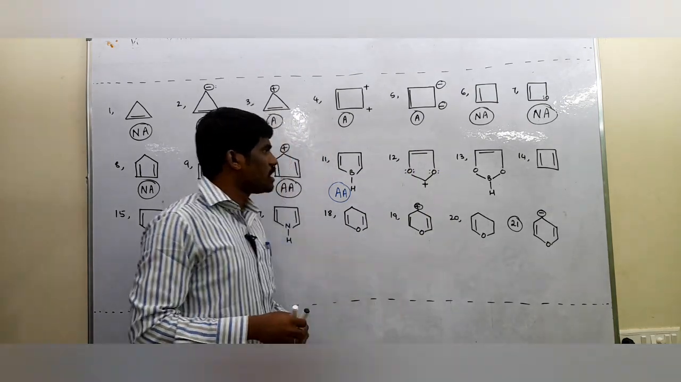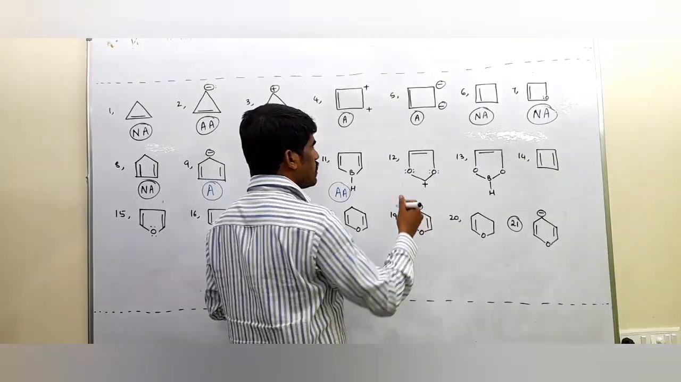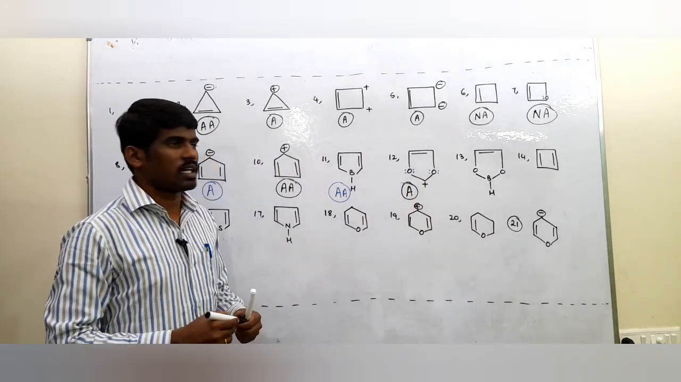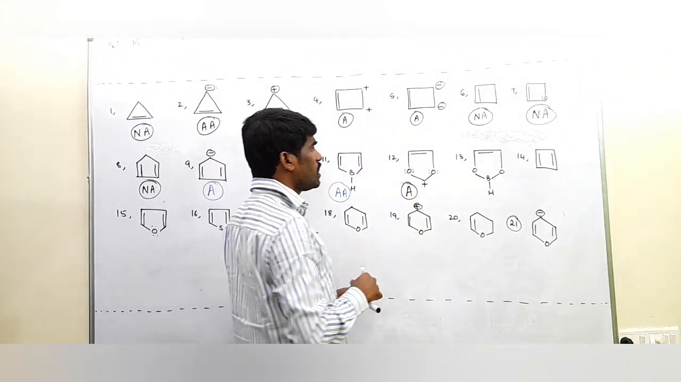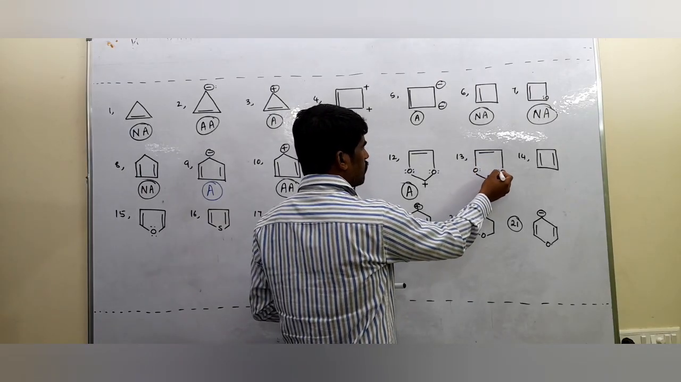There is a closed conjugation. The total number of pi electrons is 6, and the compound is aromatic. This compound is called an aromatic compound. When it comes to here, the same thing is applicable.